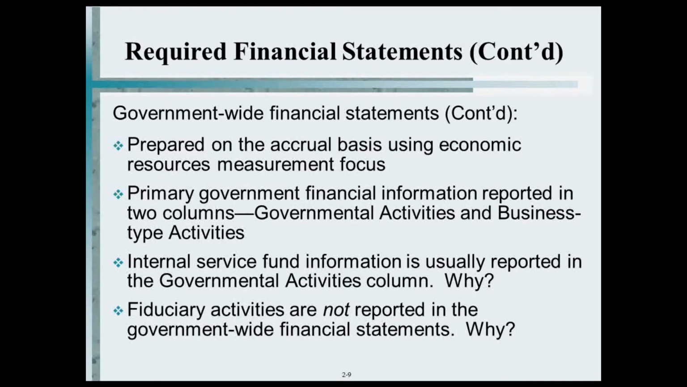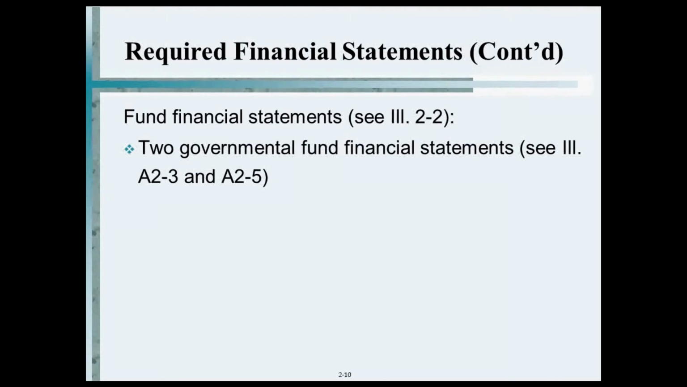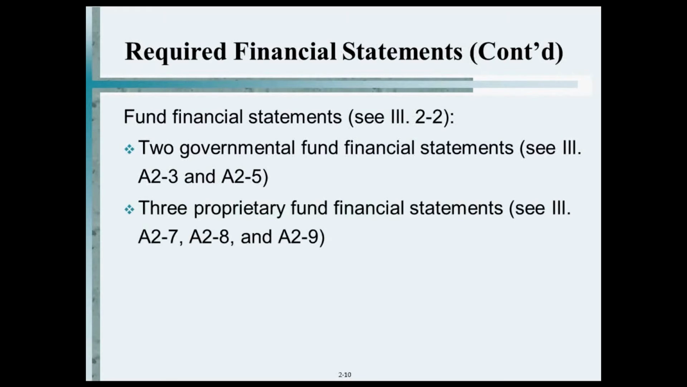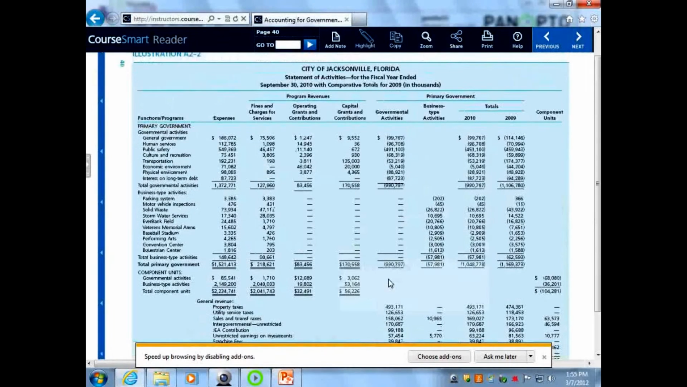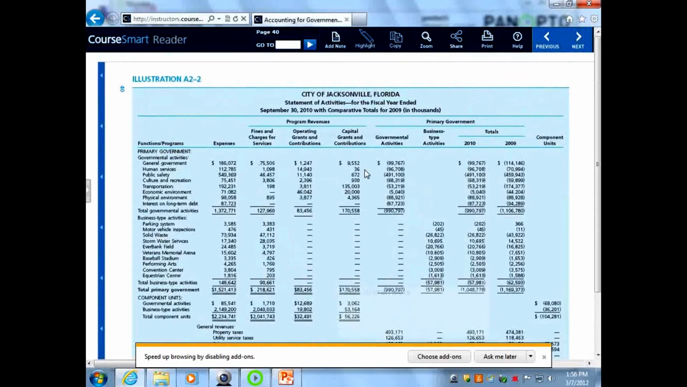And you see fiduciary funds are not reported in the government-wide financial statements. Why? Because they don't belong to us, right? Now we go into the fund financial statements. So from government-wide, now comes that funny basis of accounting, right? And we're going to take a look at that. So the first thing we're going to take a look at is the governmental balance sheet, which is on page 41.